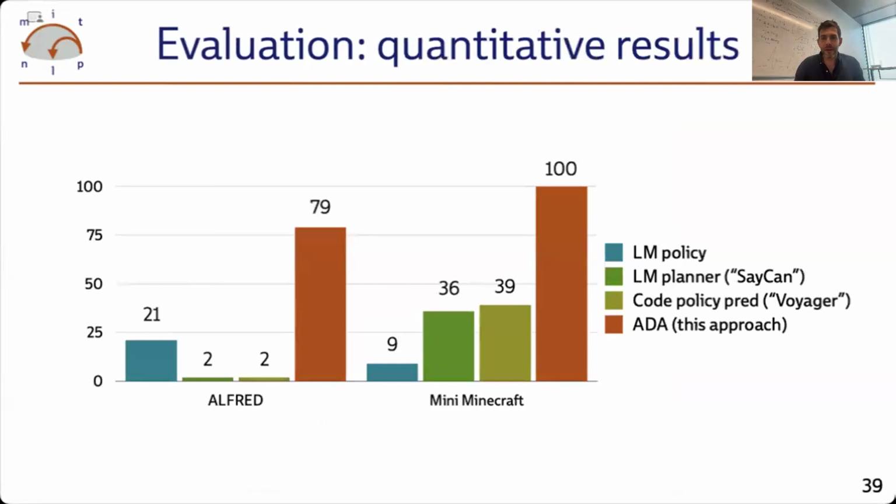Okay, so here are some bar graphs because we need to show some bar graphs. And the main thing is that the approach that I've been describing, which we call ADA for action domain abstraction, is good. And certain other things that use LMs to solve planning problems in other ways are not good.